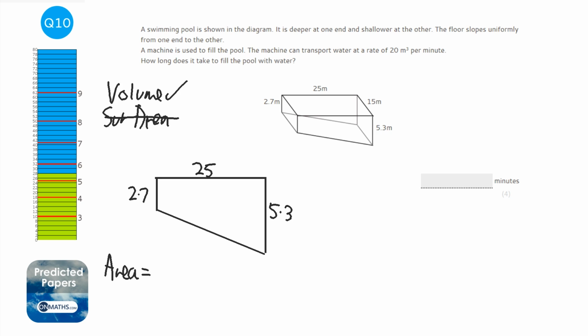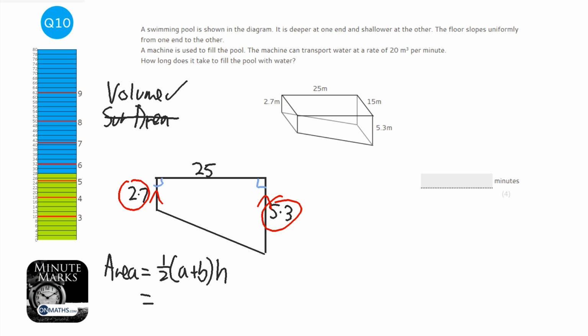Now the area of a trapezium is half (a plus b) times h. Now a and b are always the 2 parallel sides, and then the height is the one that connects them at right angles. So the height is going to be 25 there. And all you're doing is working out the average of the 2 bases, the 2.7 and the 5.3.